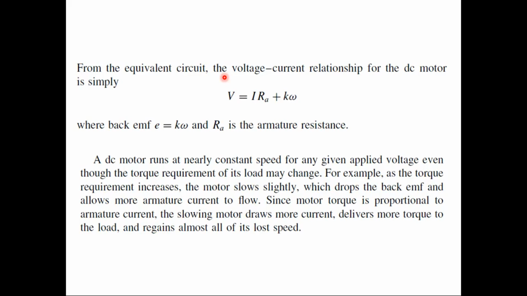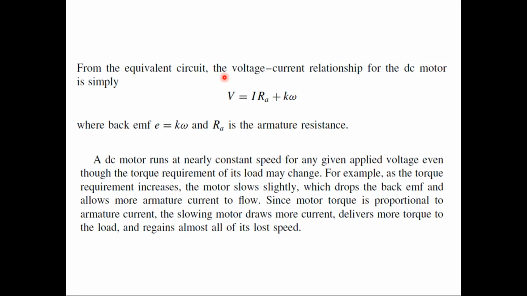Usually a DC motor runs at nearly constant speed for any given applied voltage, even when the torque requirement of the load changes. For example, as the torque requirement increases, the motor slows slightly, which drops the back EMF and allows more armature current to flow, because the torque is proportional to armature current with constant flux. So it delivers more torque to the load and regains almost all its lost speed.